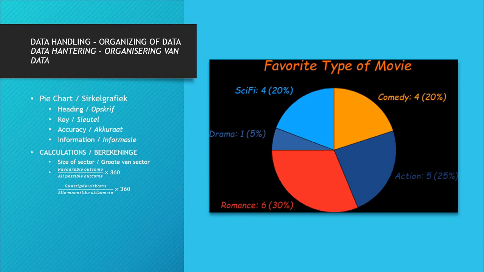For example, if we look at the graph, the drama, there was only 1. So my favorable outcome for drama is 1 over, now we add up all of the data, which will give me a total of 20. So 1 out of 20 times 360 will then give you the amount of degrees that my drama sector needs.